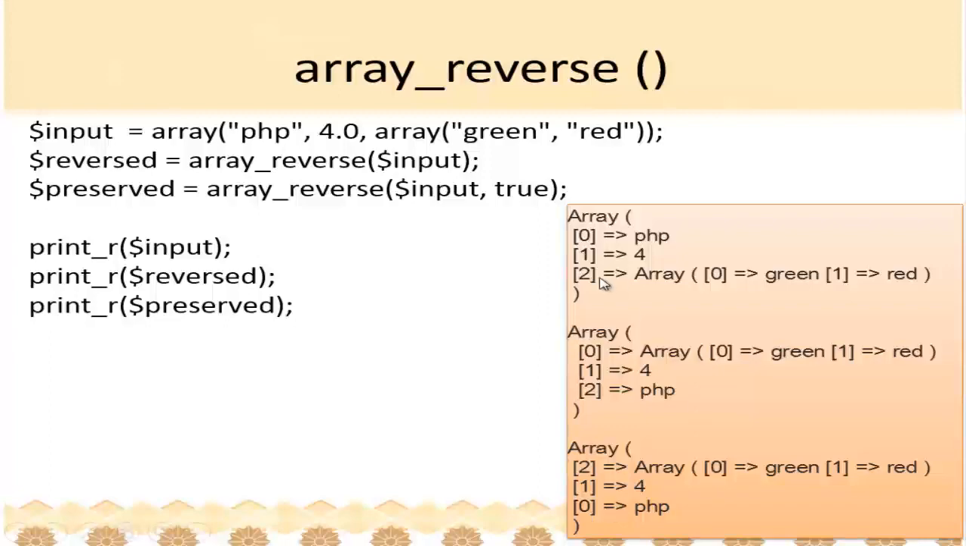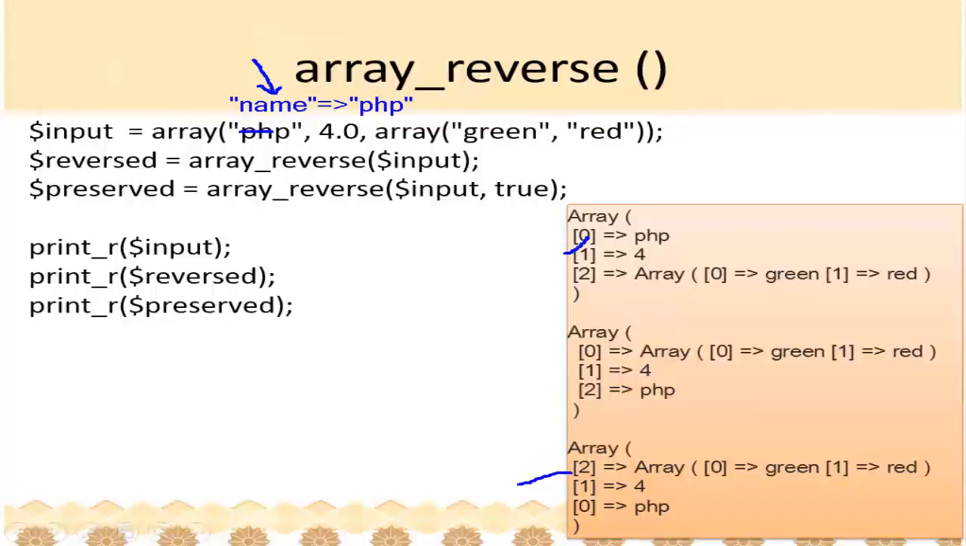What would have happened if somebody had written, instead of this statement, an array like name and PHP and so on? What do I mean to say is, what if it was a string key rather than a numerical key? In that case, the keys will be preserved. Automatically, it will preserve the keys.